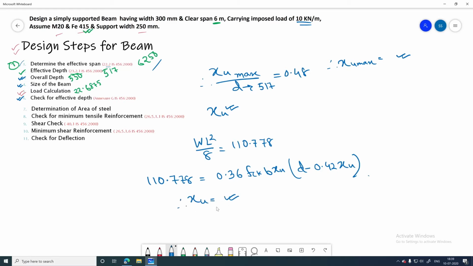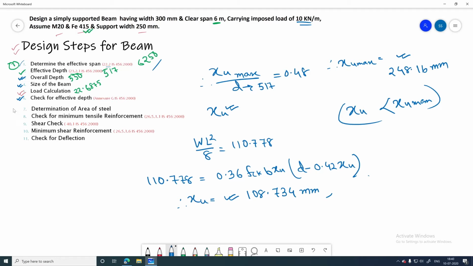Now the value of the XU which you get is 108.734. Please also verify, this is XU, and the XU max value is 248.16 mm. So definitely the XU you get is less than XU max. So yeah, it is safe and it is under reinforced. So this is the second method for the checking of the effective depth, okay.